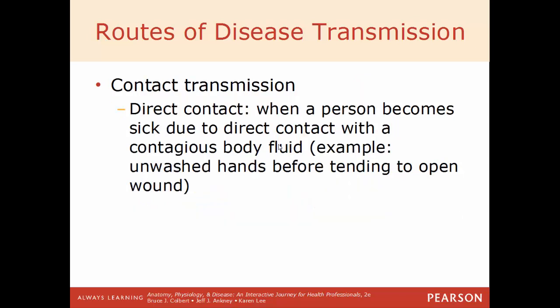All right, next we'll talk about contact transmission. The first one, direct contact, is when a person becomes sick due to direct contact with a contagious body fluid, such as unwashed hands tending to an open wound. This is why washing your hands is so very critical in healthcare. Something very quick and easy to do that can help reduce the spread of disease.